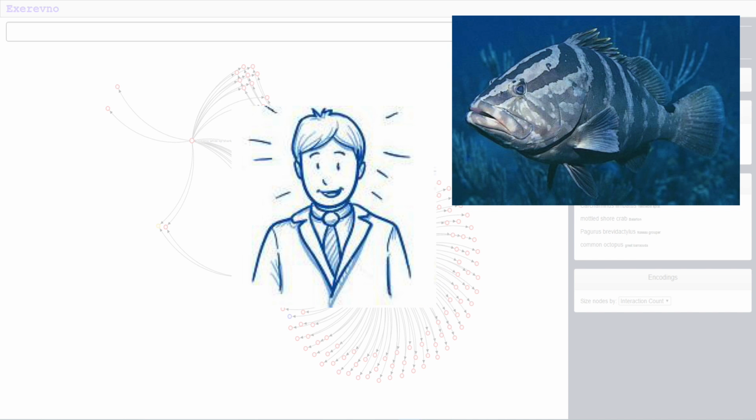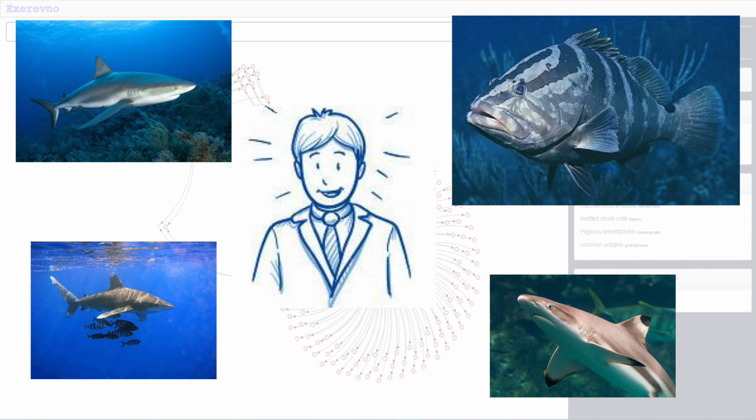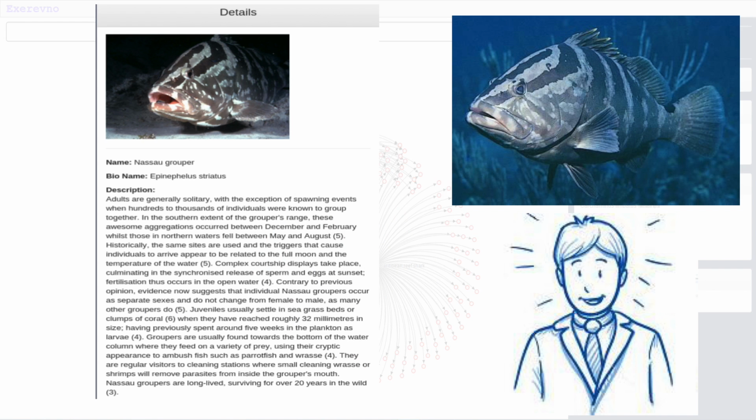To summarize, John, from having no knowledge about this aquatic ecosystem, has gained several insights such as Nassau groupers are the largest predators in the ecosystem, there are not 2 but 3 dominant sharks in this ecosystem, and much more. Hence, using Exerevno, a user like John can go from having no knowledge about an ecosystem to understanding the most dominant entities in the ecosystem and get instantaneous details about those entities.